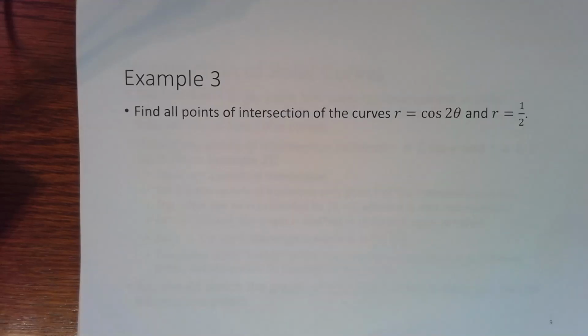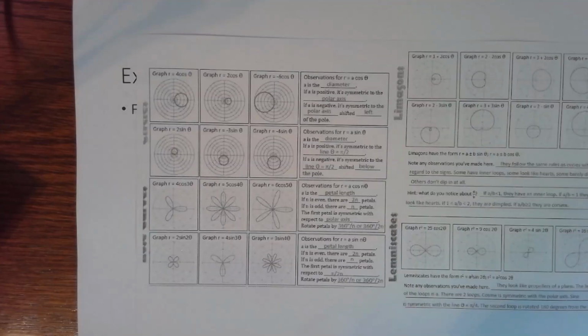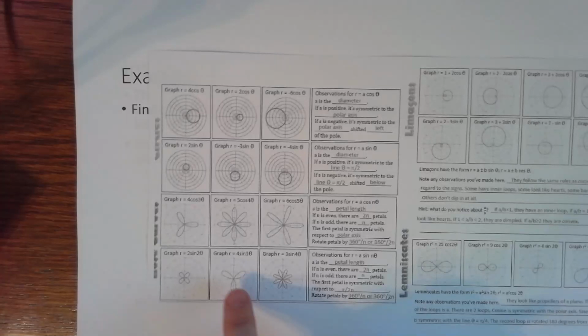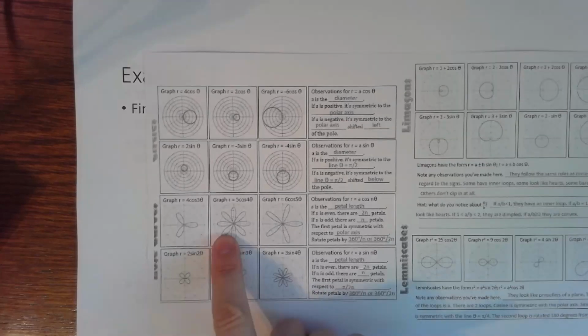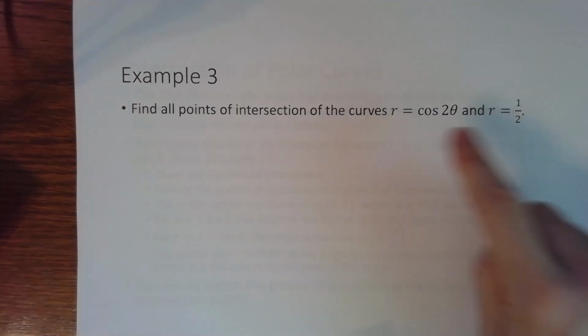We want to find all of the intersection points of the curves r equals cosine 2 theta and r equals 1/2. So, grabbing our sheet, r equals cosine of 2 theta. When we have a multiple of theta, a coefficient on theta, that's when we get these rose curves. Cosine of 2 theta is an example of one with an even coefficient, so we're going to get twice the number of petals, and it's going to be symmetric around the polar axis. So we're going to get 4 petals.